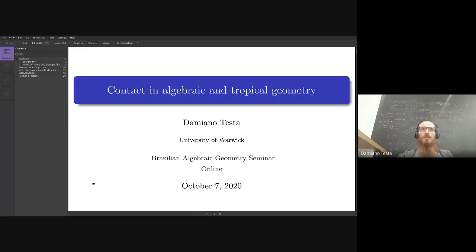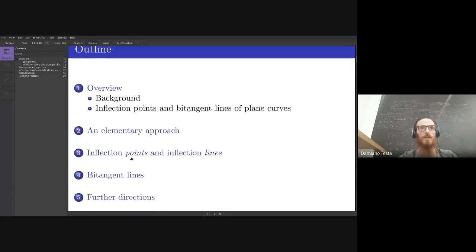All right, so I'm going to be talking about contact in algebraic and tropical geometry, and I'm not going to assume a lot of knowledge in tropical geometry, in fact, almost none. And I'll try to keep the knowledge of algebraic geometry also as low as possible, especially at the beginning. I'm imagining that there's lots of non-experts like myself in the audience.